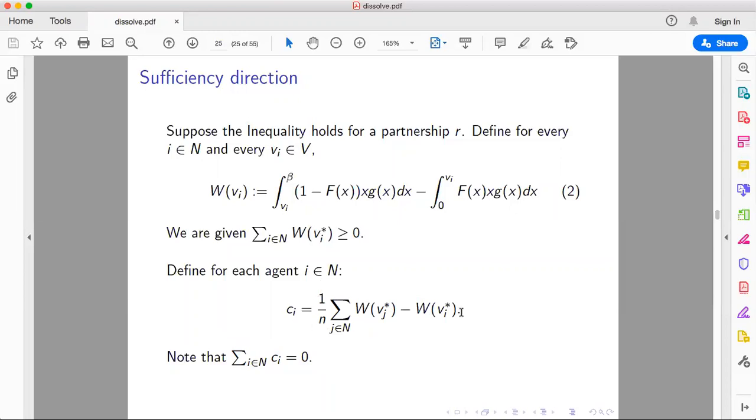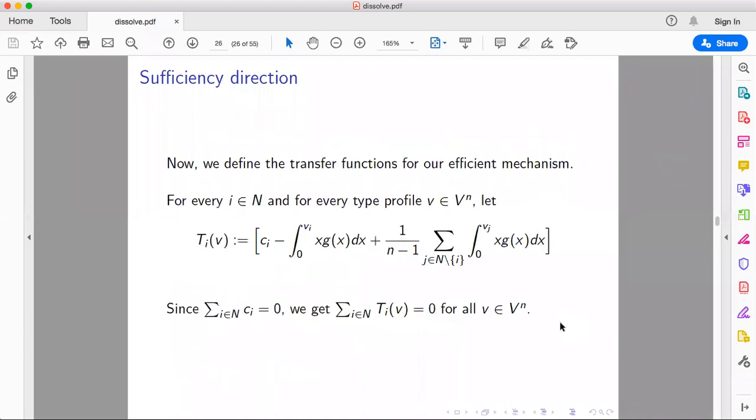If you sum this, this thing becomes the sum of w(v star i), and this thing will also become the sum of w(v star i), so it will be equal to 0. Is that clear how the sum of ci is equal to 0? At this point, I've just defined these cis, which will be distributed before the start of the mechanism, and now we can define the mechanism.